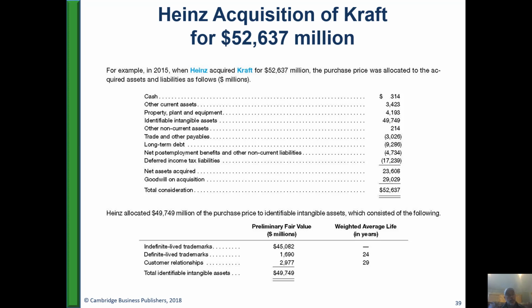Okay, in this example, the authors are giving us the financials behind the purchase of Kraft. When Heinz acquired Kraft for $52 billion, the purchase price was allocated as follows. You can see that 29 billion of that was recorded as goodwill.